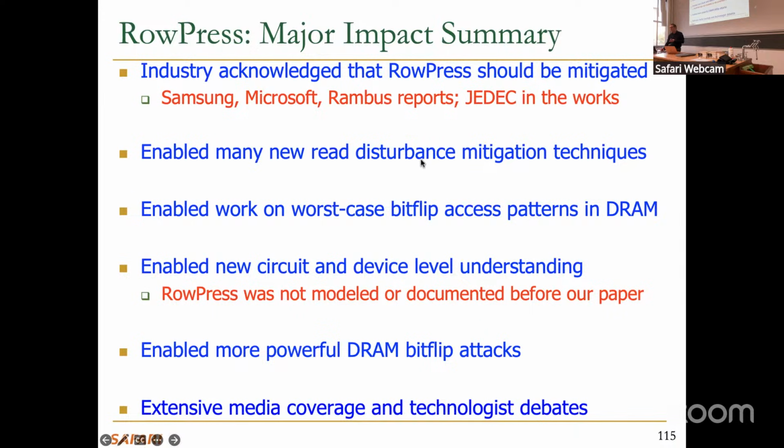It's enabled many new read disturbance mitigation techniques. There are actually papers to solve RowPress. It's enabled work on worst-case bit flip access patterns, because now you have another dimension, right? It's not just how frequently you activate and how many rows you activate. It's also how long you keep a row active. And now, what is the worst-case access pattern becomes a good question, right? Because you have three dimensions: how frequently you activate something, how long you keep it open, and which rows you activate. Maybe you activate one neighboring row for longer, another neighboring row shorter. How much? So there's a huge space of different access patterns right now.